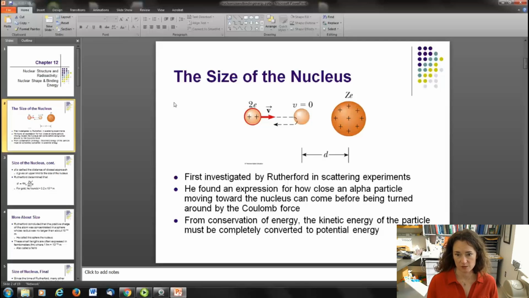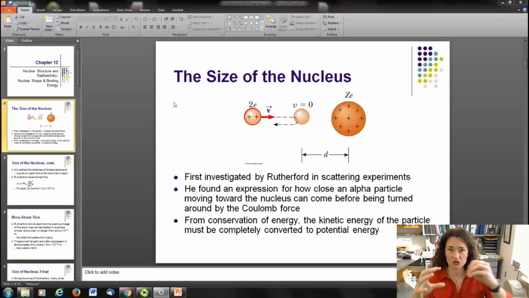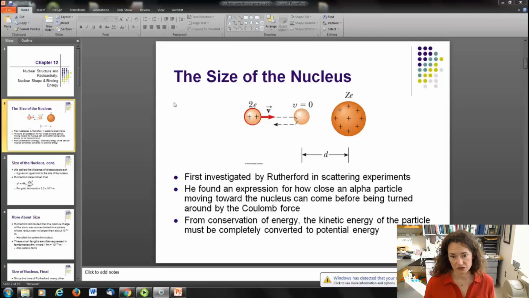foil series of experiments. So what he did, of course, was he shot helium nuclei, which he called alpha particles. They didn't at first know that the nucleus of helium was the alpha particle. So they shot helium nuclei at the gold foil, and they used Coulomb's law to estimate how close the alpha particle got to the nucleus before rebounding. And they used that as an upper limit on the size of the nucleus itself.